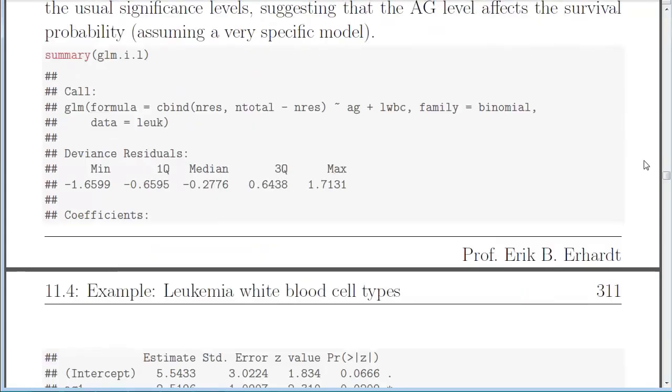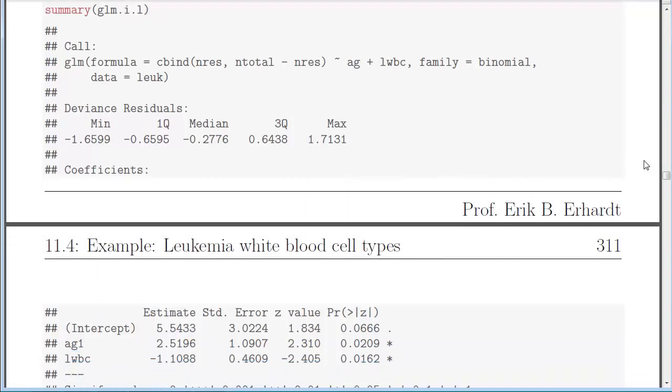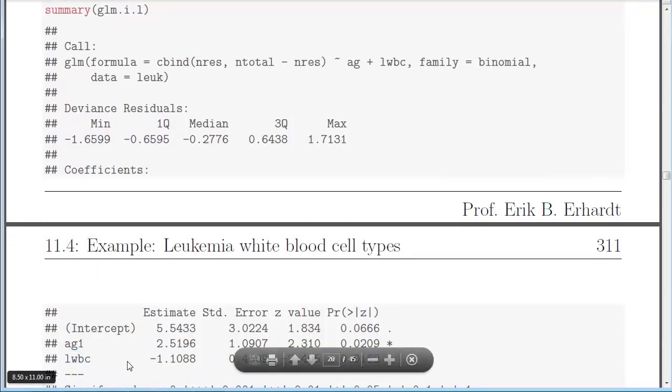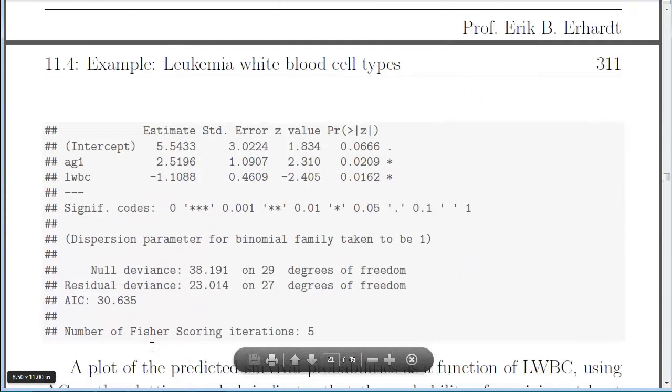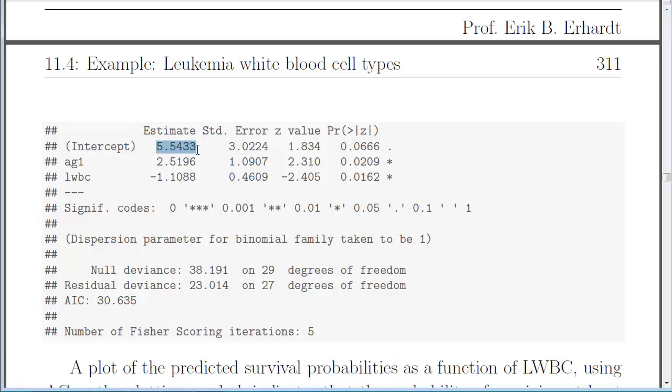So let's look at a summary of our fitted model. And we can see, looking at the parameter estimate table, the intercept's not really that interesting. That's the survival time of someone who is AG negative with a log white blood cell count of 0, or equivalently a white blood cell count equal to 1, if you have 1 white blood cell.